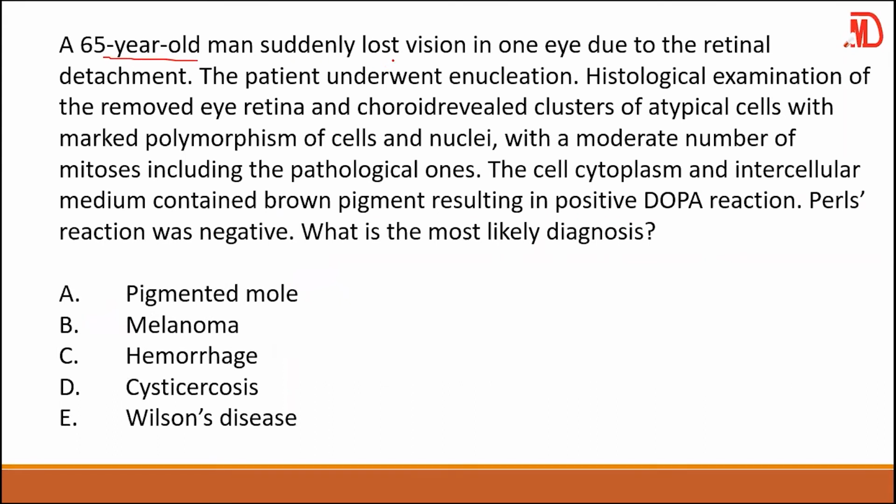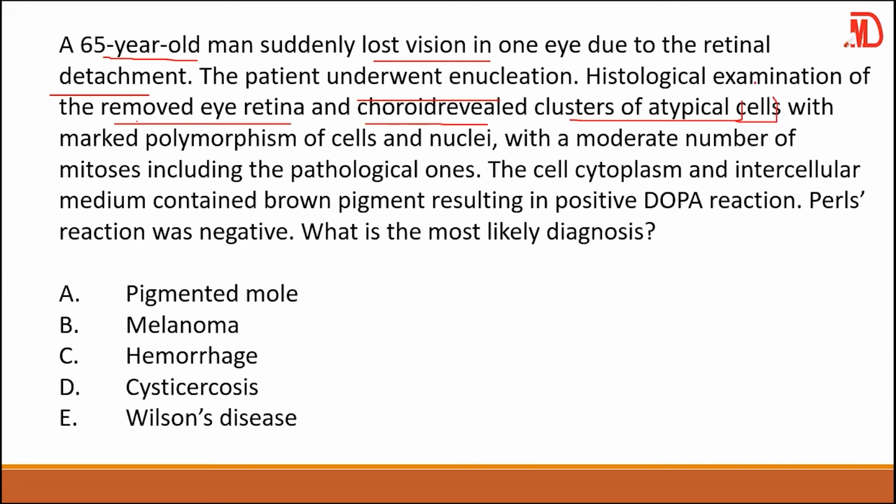A 65-year-old man suddenly lost vision in one eye due to retinal detachment. The patient underwent enucleation. Histological examination of the removed eye, retina and the choroid, revealed clusters of atypical cells.